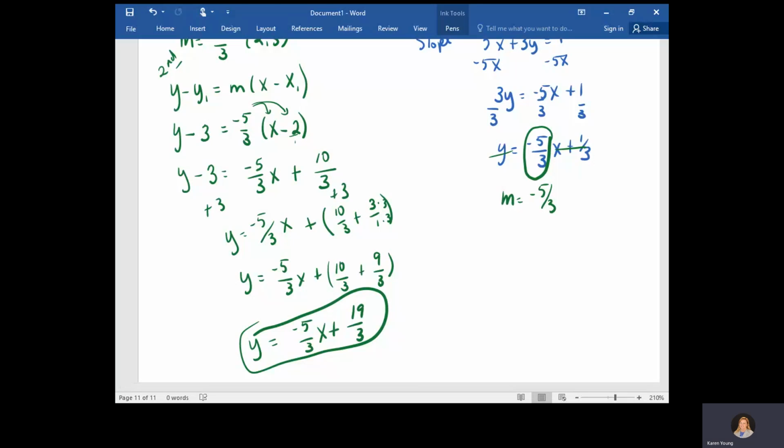All right. So the only thing we're doing different here than what we did in the other examples is that we have to find the slope of that first equation and use it to write the second equation.